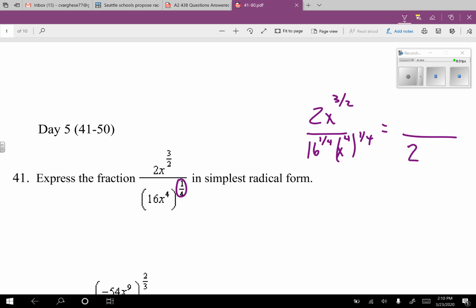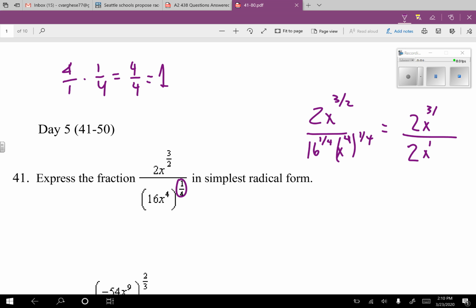And then over here, when you have a power to a power, you multiply those powers. So 4 times 1/4, I'll just do that right over here. There's no denominator, it's 1. 4 times 1/4 is equal to 4/4, which is equal to 1 whole. So this just turns into x to the first, and then on the top it's going to be 2x to the 3 halves.